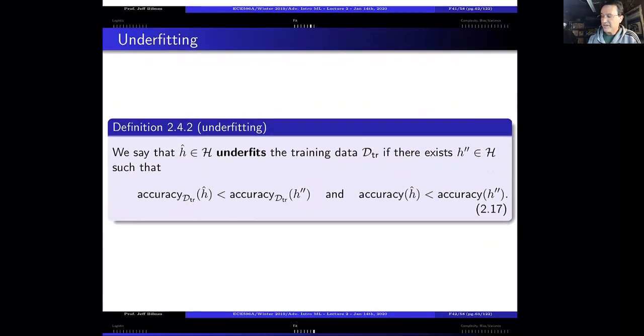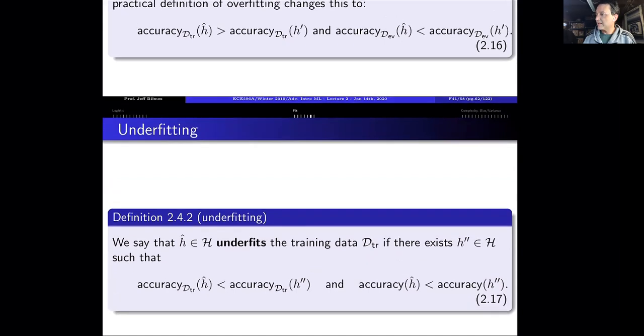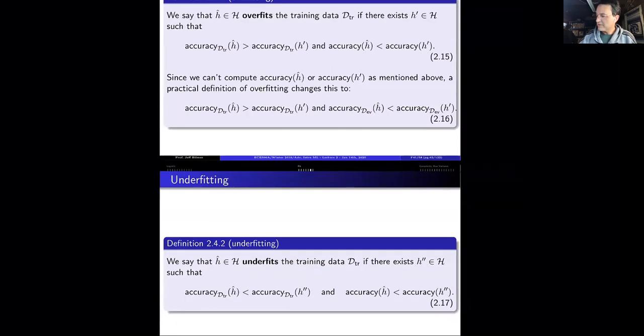And by the same token, we can define the notion of underfitting. We can say that H hat underfits this training data set, and this is a definition, if there exists some other model, H double prime, where H double prime does better on the training set and it does better overall. And of course, if we don't have access to this notion of accuracy, we can use the evaluation set based accuracy. So it's very much analogous; here are the two slides together. We can use this notion of accuracy down here and down here as well, the accuracy relative to an evaluation set.